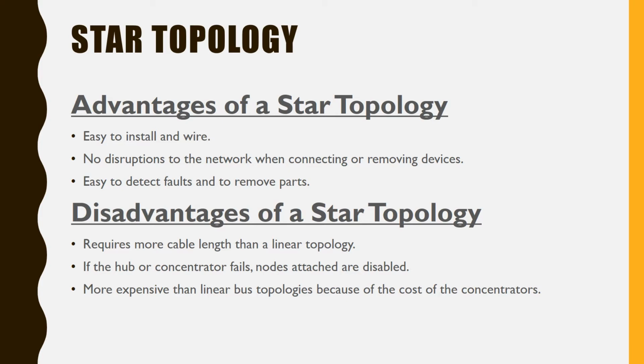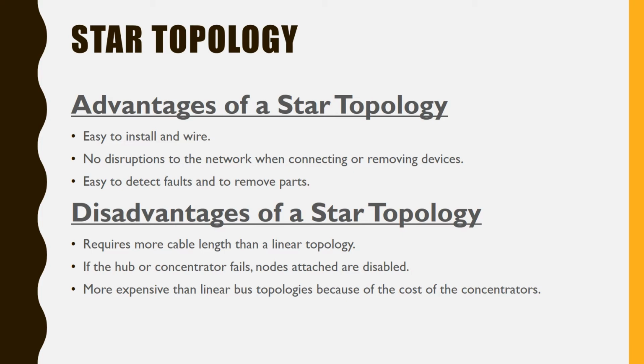Now, disadvantage of star topology. The main disadvantage of star topology is that it requires more cable length than linear topology, because you need a separate piece of cable for each and every node, no matter how far it is. Therefore, the requirement of a good amount of cable length is the main drawback of this kind of topology.